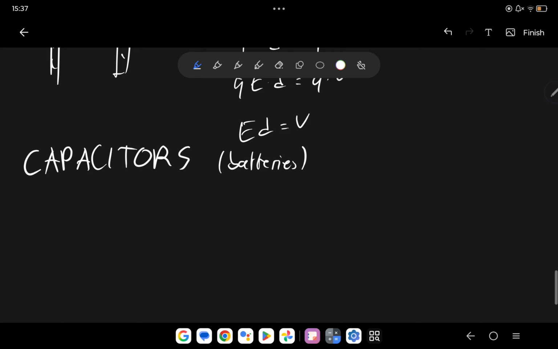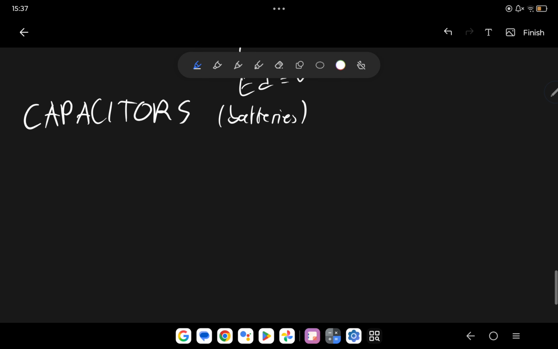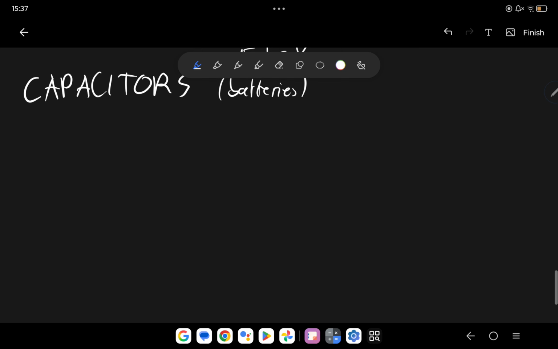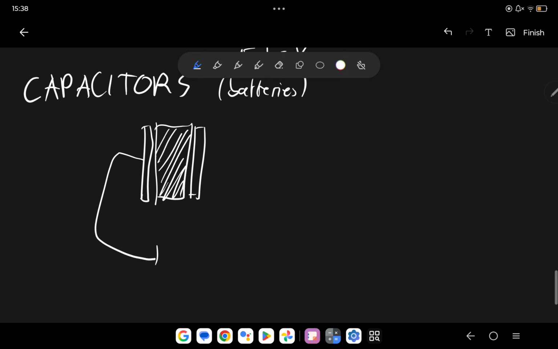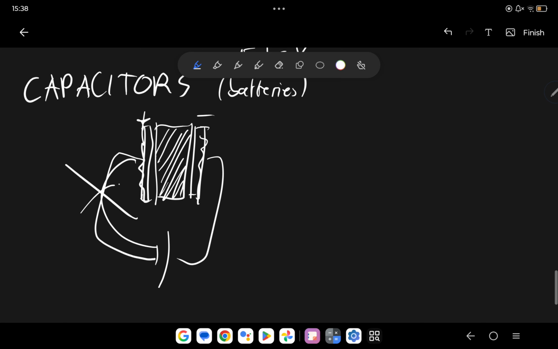Capacitors. Basically, batteries. They're stuff that can store potential charges. How? So we have two conductors, and then there's an insulator here. If we hook it up to a battery, the charges are going to move, making this positive and making this negative. And then if we cut that circuit, the charges will stay the same. Very nice. Basically a TLDR, a battery.